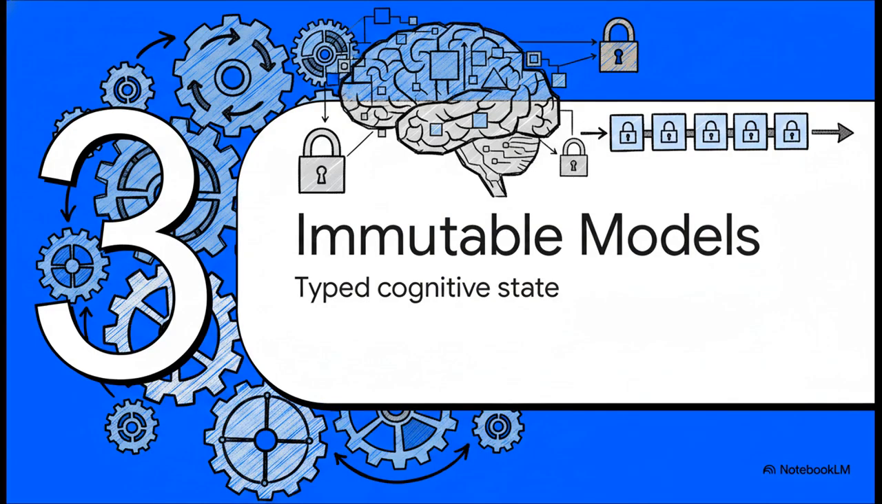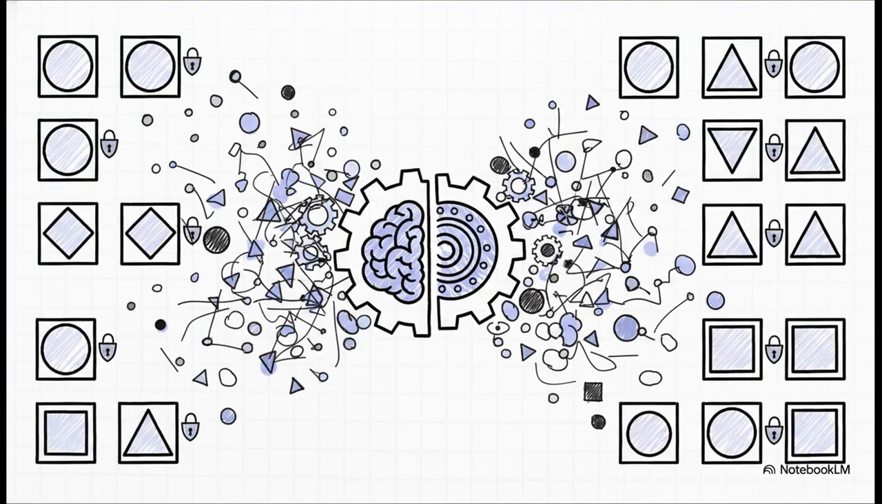All right, Section 3, Initializing Immutable Models. Let's see how we establish this typed cognitive state. When you're setting up an agent, you have to initialize the Elume.models component. This is our escape route from those messy dictionaries. You have to establish explicit, typed, and immutable records right from the jump.